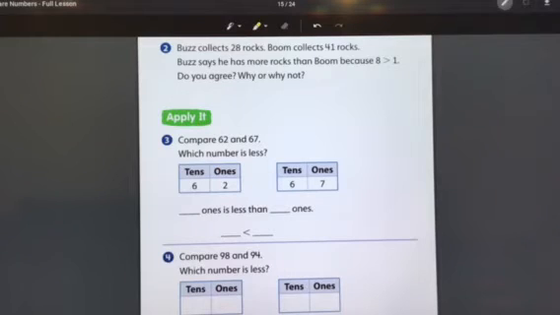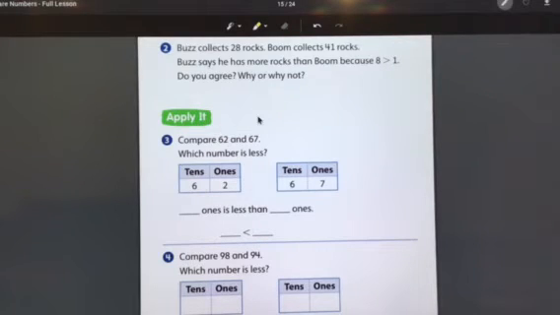Buzz collects 28 rocks. Boom collects 41 rocks. Buzz says he has more rocks than Boom because 8, look at how the symbol is facing, you would say that as greater than. 8 is greater than 1. Do you agree? Why or why not? I need to read that again. Buzz collects 28 rocks. Boom collects 41 rocks. Buzz says he has more rocks than Boom because 8 is greater than 1. Do you agree? Why or why not?